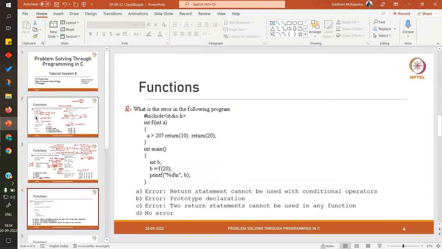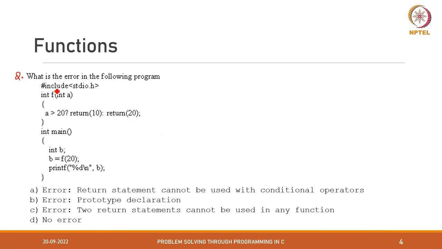If you don't remember this particular thing, it is a kind of ternary operator, which is used for simple conditional statements. It is also called a conditional operator. So the problem with this particular program is that we are trying to use a conditional operator with a return statement. The error is that we are trying to return something using a conditional operator. We cannot use this kind of operator with return statements.